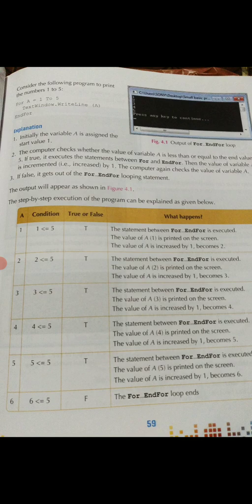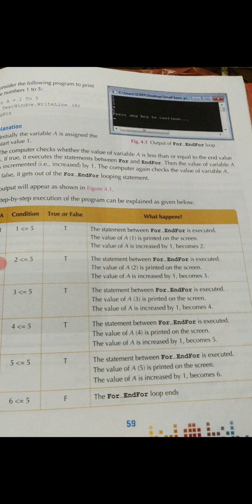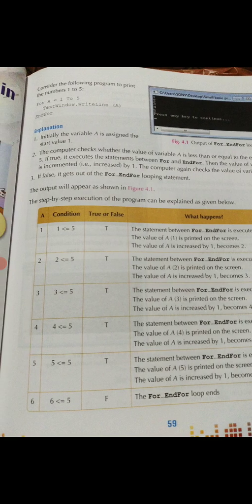The computer checks whether the value of variable A is less than or equal to the end value 5. Now, according to the question, what value has been set for you? 1 to 5. Okay. So you have to see that the limitation is up to 5. It must not be more than 5. It must not be less than 5.